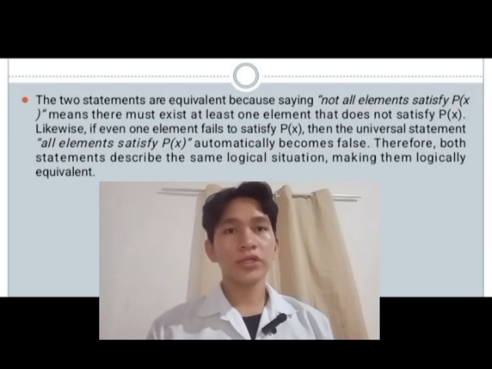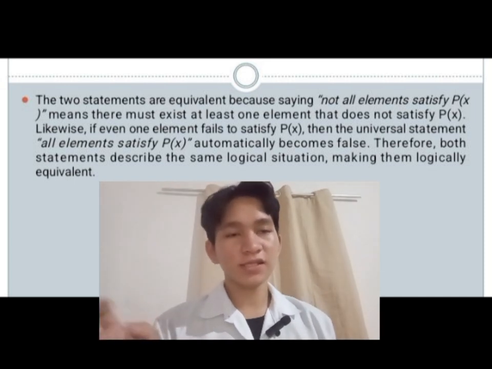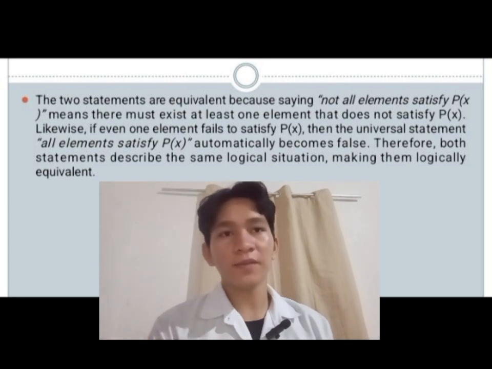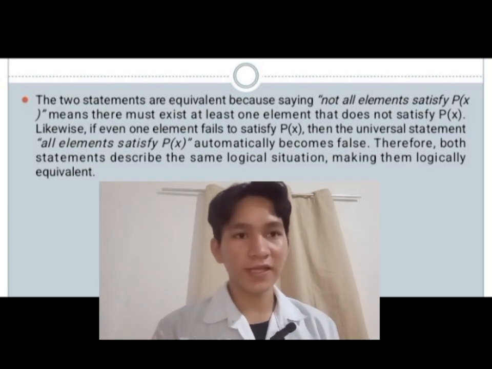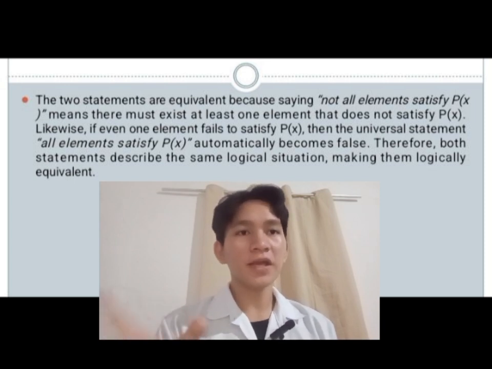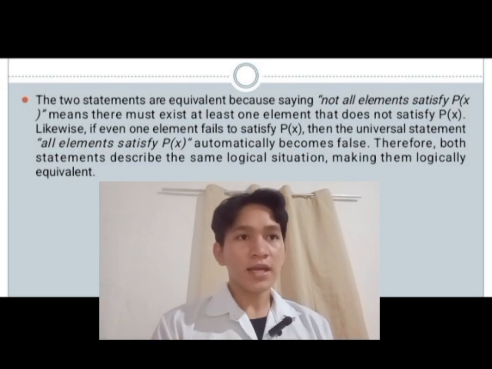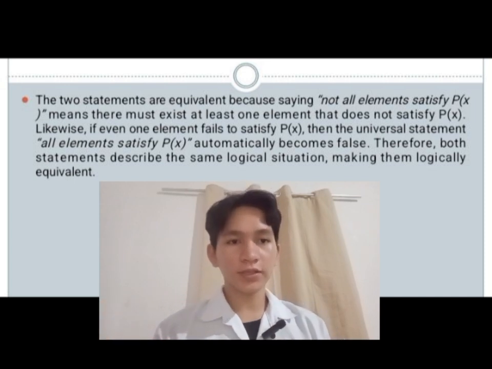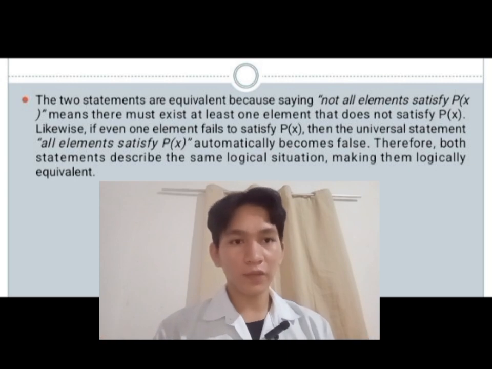So in conclusion, the two statements are equivalent because saying not all elements satisfy P of x means there must exist at least one element that does not satisfy P of x. Likewise, if even one element fails to satisfy P of x, then the universal statement that all elements satisfy P of x becomes false. Therefore, both statements describe the same logical situation, making them logically equivalent.